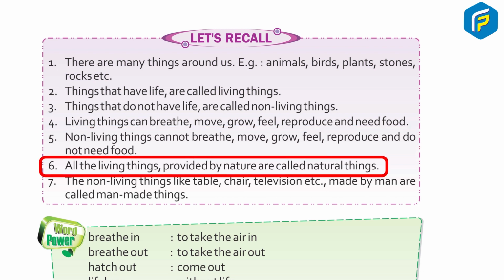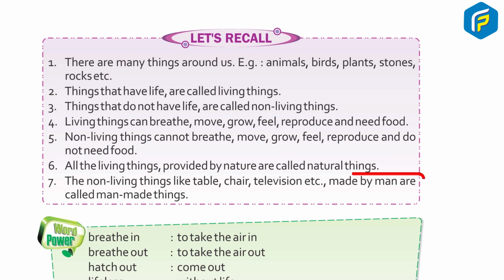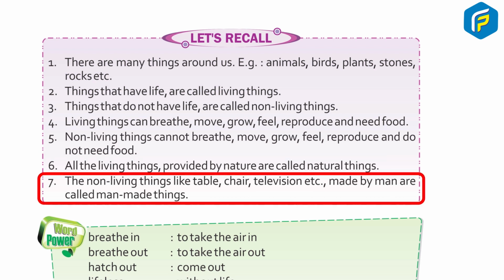6. All the living things provided by nature are called natural things. 7. The non-living things like table, chair, television, etc. made by man are called man-made things.